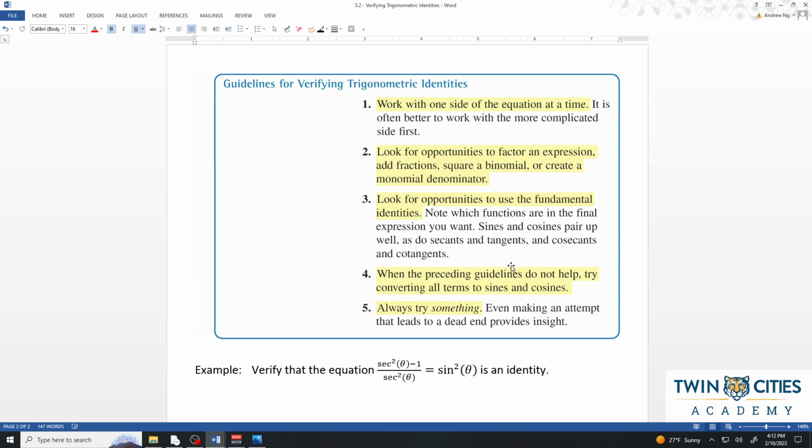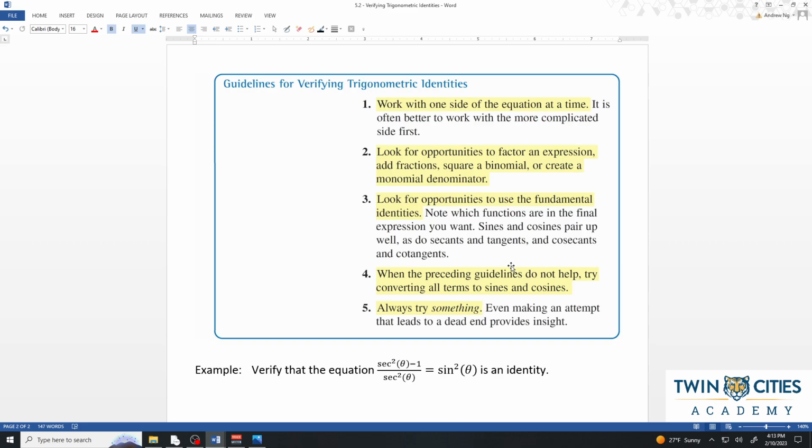2, look for opportunities to factor an expression, add fractions, square a binomial, create a monomial denominator. There's lots of different tools at your disposal, and as we get further along our math journey, you're going to learn a lot more tools to put in your toolbox. You're going to come across problems where you have to open up that toolbox and figure out what you need in order to solve the problem at hand.